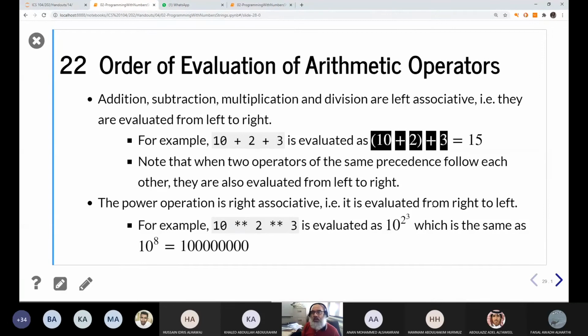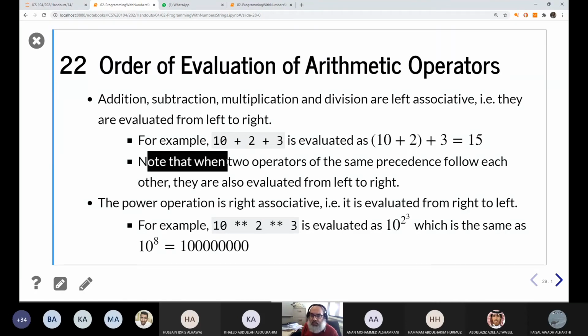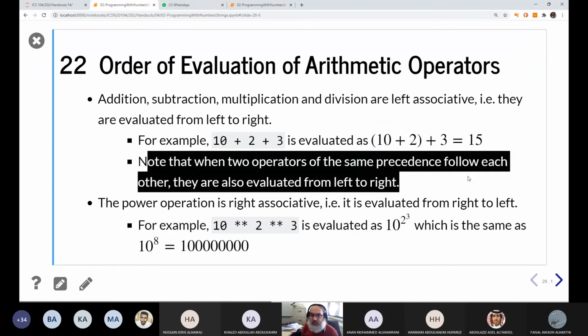Okay? Now, since addition is associative by itself, it doesn't matter whether you do it this way or that way. But in other cases, it matters.